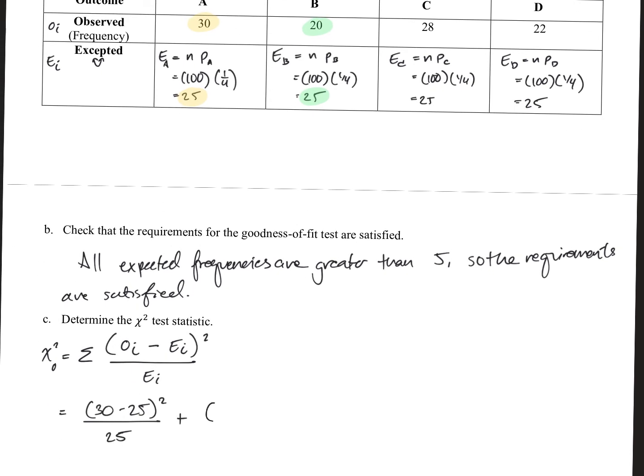So we have 20 minus 25 squared divided by 25. Then plus the next group, which will be the 28 and the 25. So remember, it's always observed minus expected. So we'll have 28 minus 25 squared divided by 25. And the last group, we have the 22 and the 25.